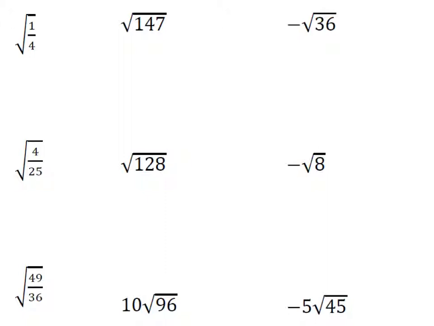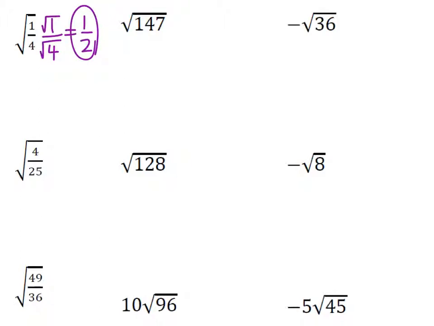Alright, the square root of 1/4. What I'm going to do is split this up with the numerator and denominator. So it's really the square root of 1 divided by the square root of 4. Both of which are perfect squares. Square root of 1 is 1. Square root of 4 is 2. 1/2.